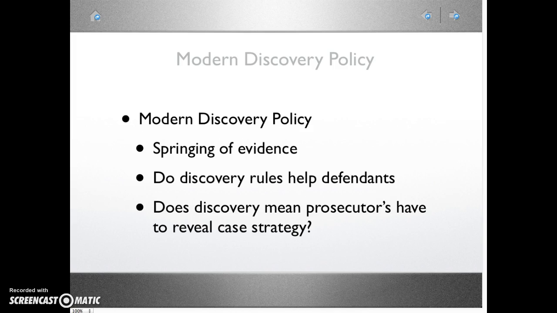For example, through standard discovery procedures, they can get copies of the arresting officer's reports and statements made by prosecution witnesses and so forth. And they can examine evidence that the prosecution proposes to introduce at trial. Now, traditionally, the prosecutor wasn't entitled to information about a defendant's case. In other words, if the defense had information, typically in the past, the prosecutor was not entitled to that information.